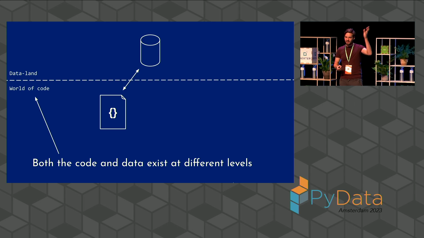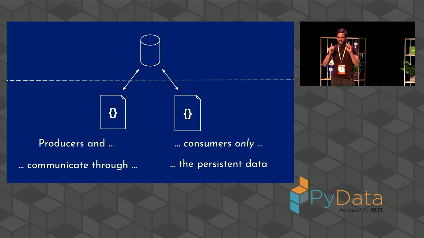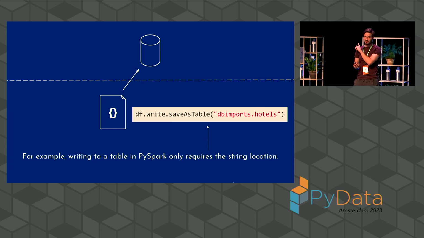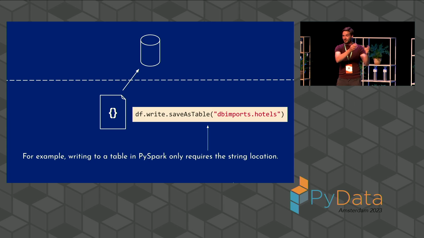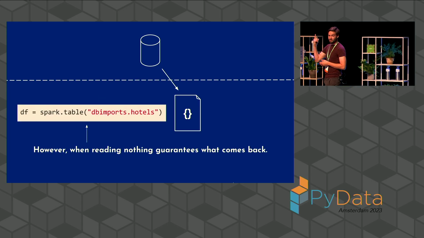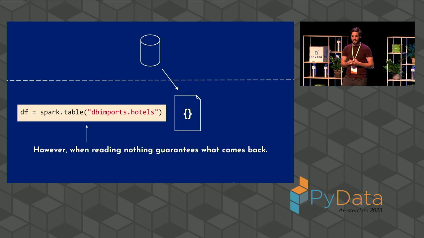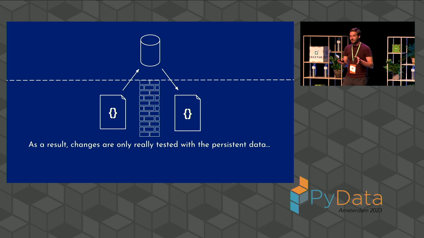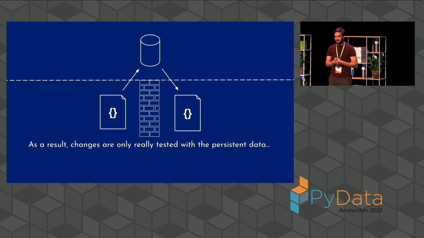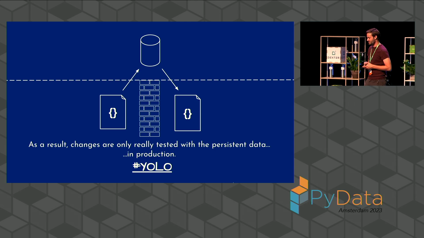Now, persistent data and code live in very different worlds. Code on the one hand, persistent data on the other, and they don't really touch unless the code is executed in production. Through this, producers and consumers of data only communicate through the persistent data in production. For example, in Spark, if you write a data set, you simply give your data frame a string location, bam, placed in production, in the persistent data world. And reading works the same way. But there's no guarantee that what you expect to read will actually come back. As a result, changes are only really tested through this persistent data in production, leading in many occasions to some form of YOLO deployment.